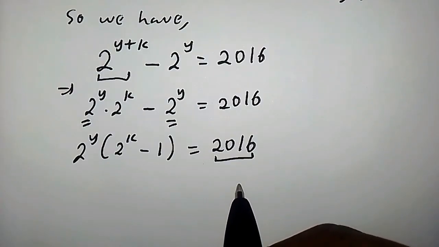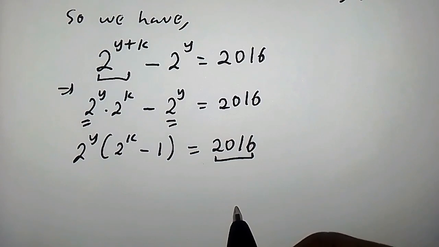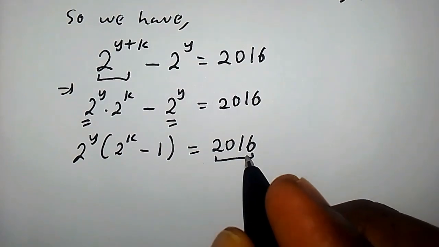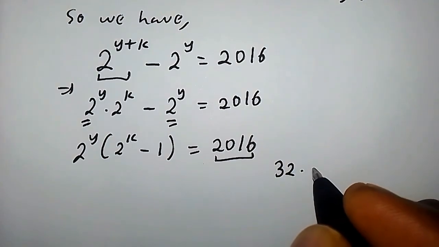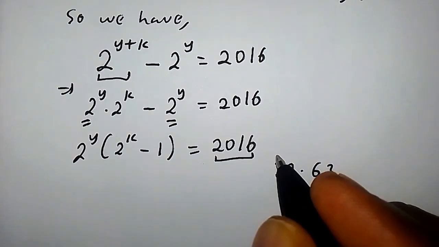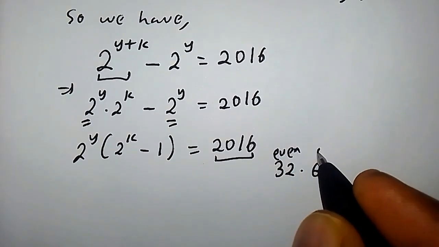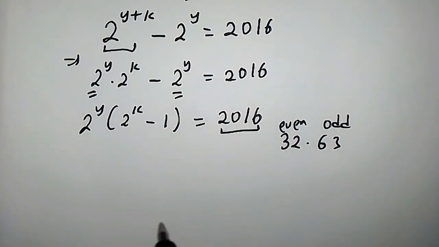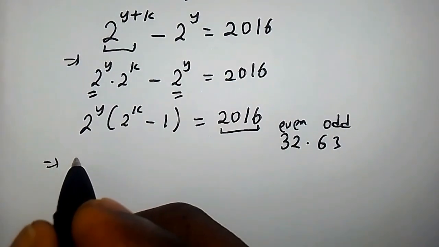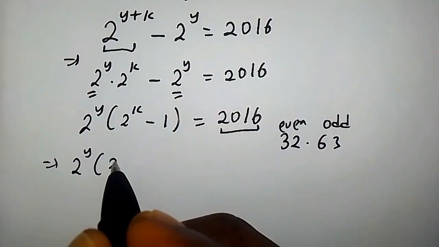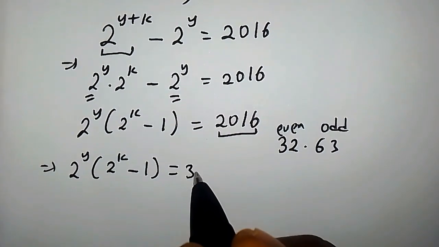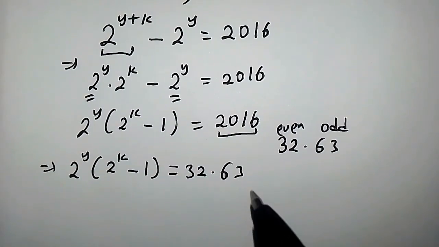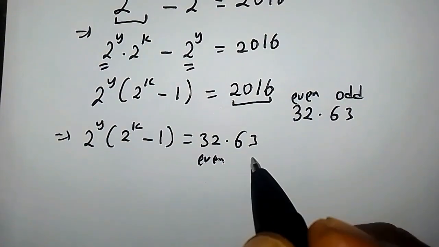Now, let us consider this right hand side, 2016. What we want to do now is to write 2016 such that it is a product of an even and an odd number. 2016 could be written as 32 times 63. This is an even number. This is an odd number. This implies that 2 raised to y into 2 raised to k minus 1 equals 32 times 63. This is an even number. This is an odd number.